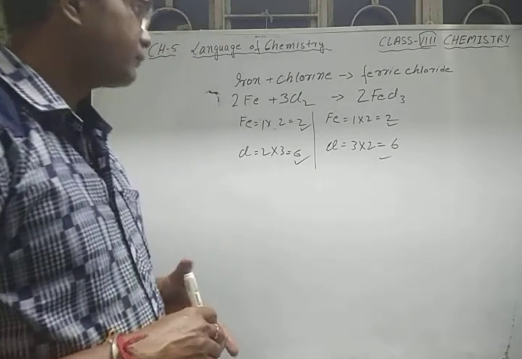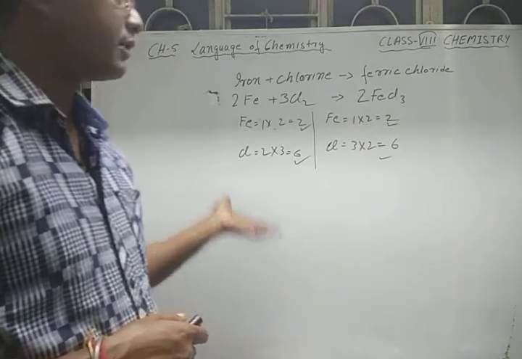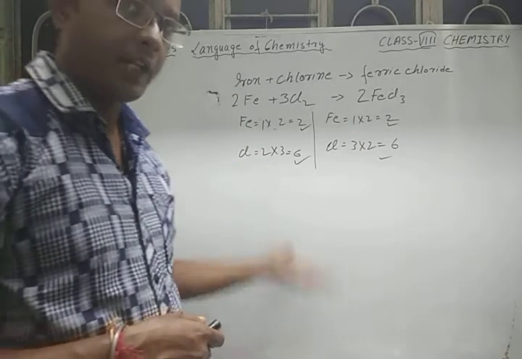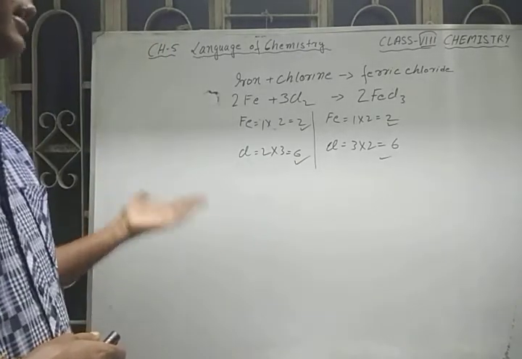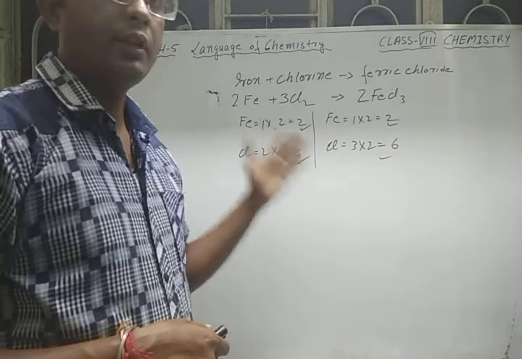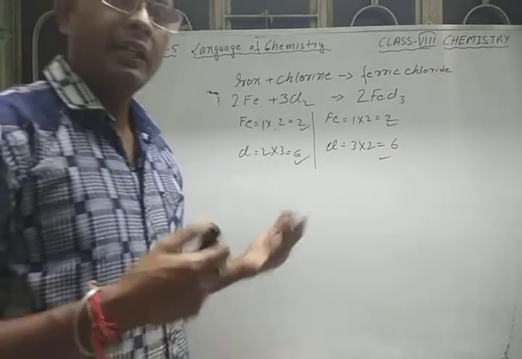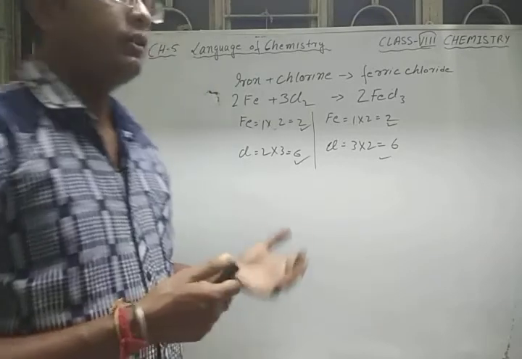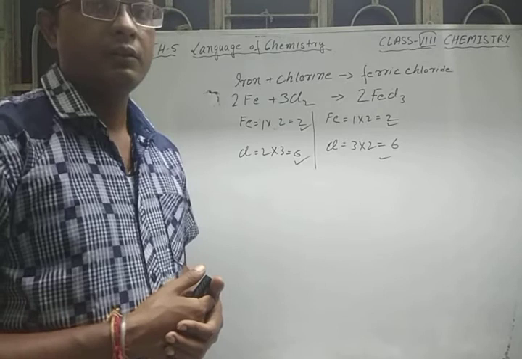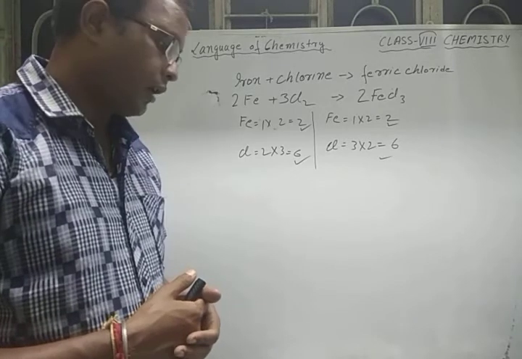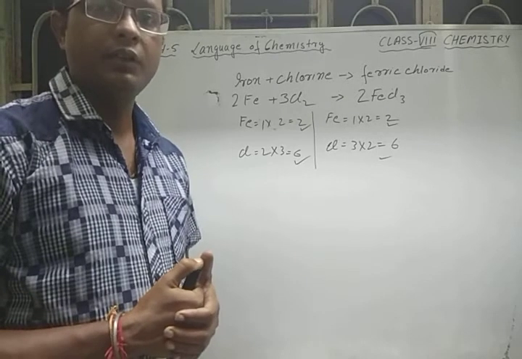So in this way, from our word equation, you have to make the unbalanced chemical equation, or you can say the skeleton equation. After writing the skeleton equation, you have to balance it. You can use mental calculation to balance, or you can use this comparison method to balance the chemical equation. I hope you have understood this part of the video class.